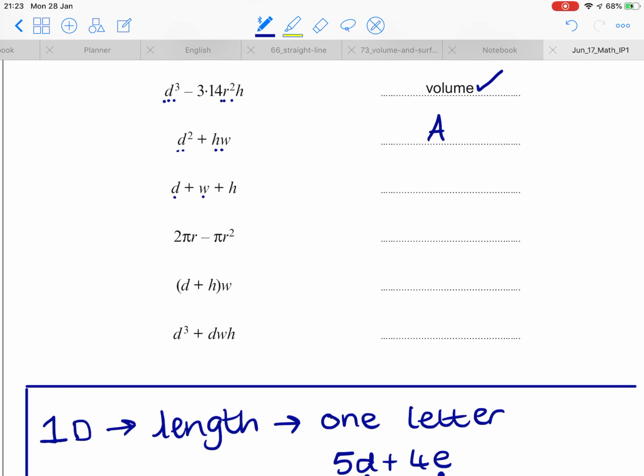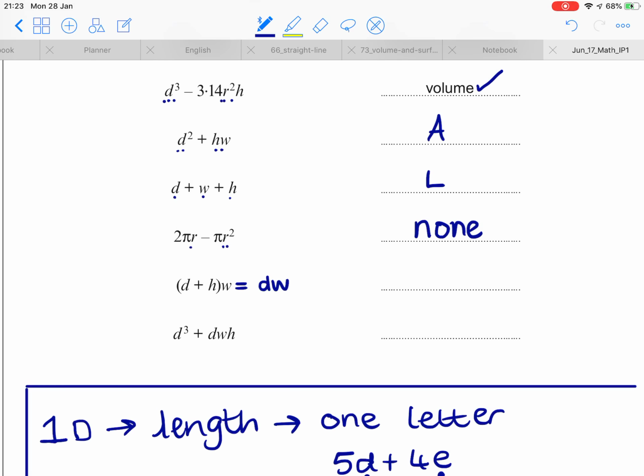Just a D, just a W, just a H, one direction everywhere, so length. 1 R there, 2 R's here, that's a mixture, so if it's a mixture, it's not area, length or volume. And then this is a bracket, so before I can do anything I need to multiply out the bracket.